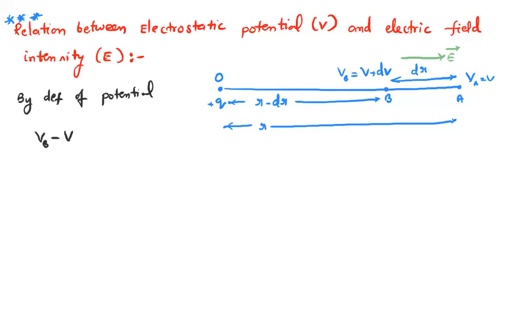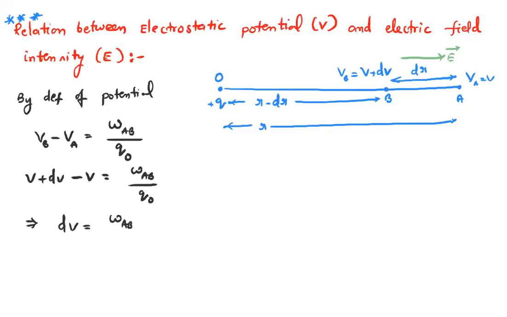VB minus VA is equal to the work done to move a unit charge from A to B. That is, V plus dV minus V is equal to the work done to move the charge from A to B divided by Q naught. That is, dV equals the work done to move the charge from A to B divided by Q naught. Equation 1. Now, how to find the work done to move from A to B?